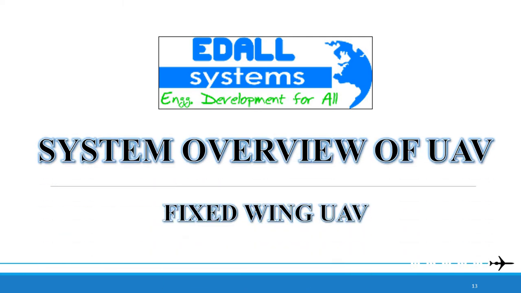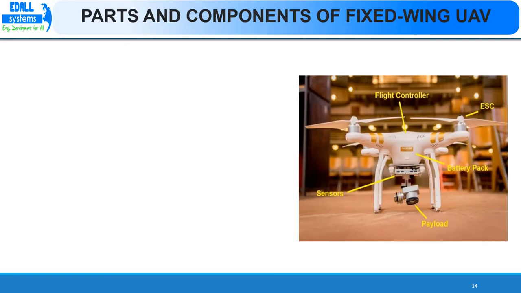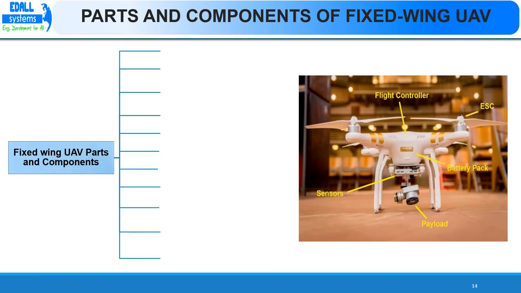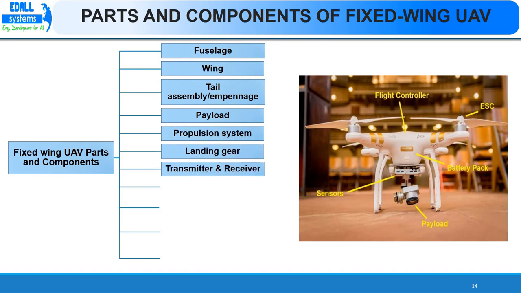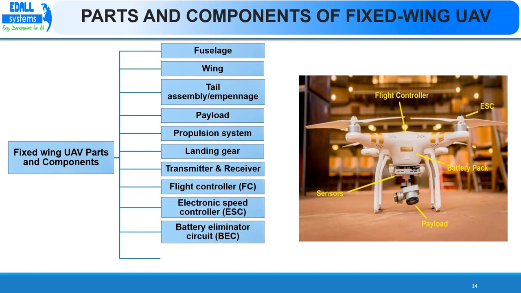In this session, I'll be explaining about fixed-wing UAV. The parts and components of fixed-wing UAV are fuselage, wing, tail assembly or empennage, payload, propulsion system, landing gear, transmitter and receiver, flight controller, electronic speed controller, battery eliminator circuit, and inertial navigation system. I will explain all these parts and components briefly in the next slides.